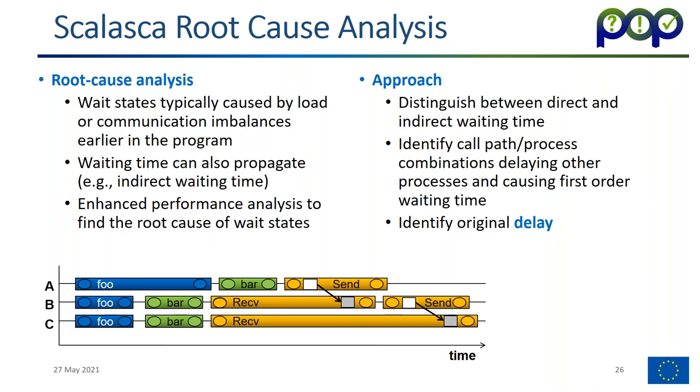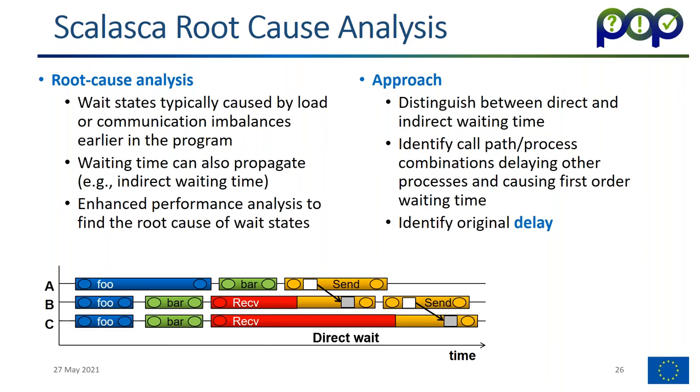Here, see the time running on the bottom. You see a function foo which is executed on the processors, and A takes much longer. So here the imbalance is happening. Another function is called bar, but it's actually balanced. Each takes the same time, and then they exchange messages. And then here you see these late sender patterns detected. So the normal analysis of Scalasca determines the blocking times through these late senders.